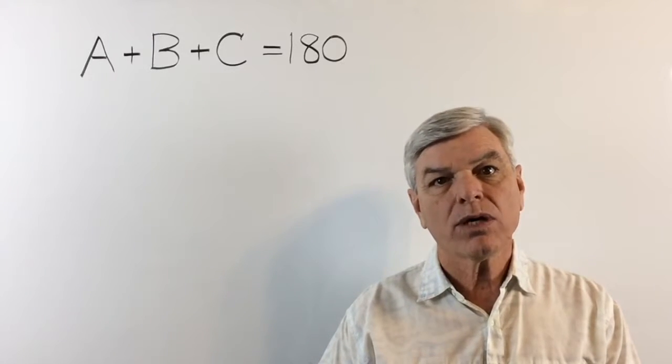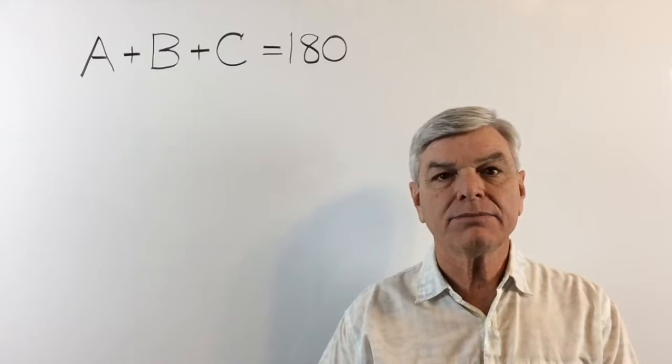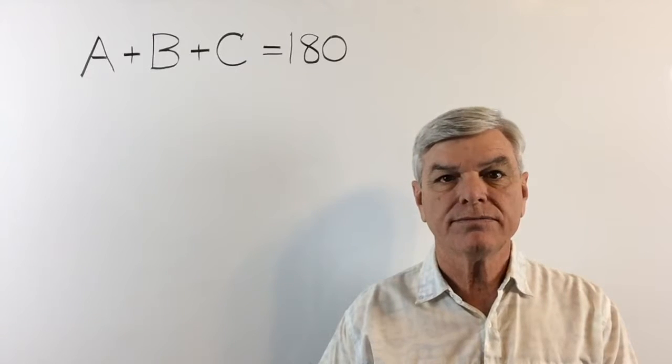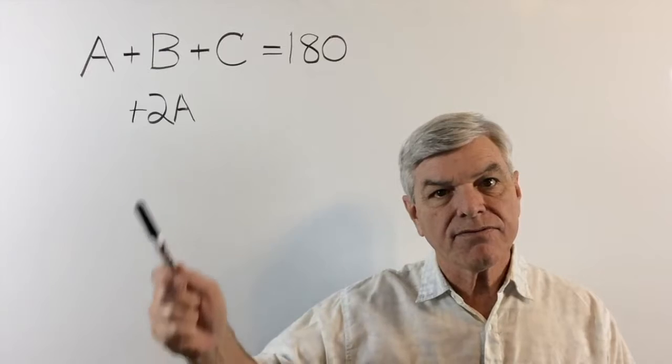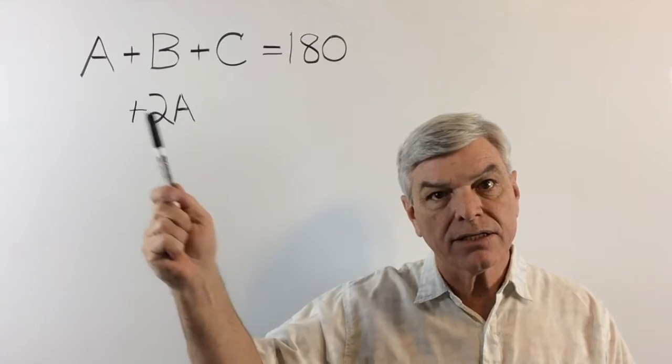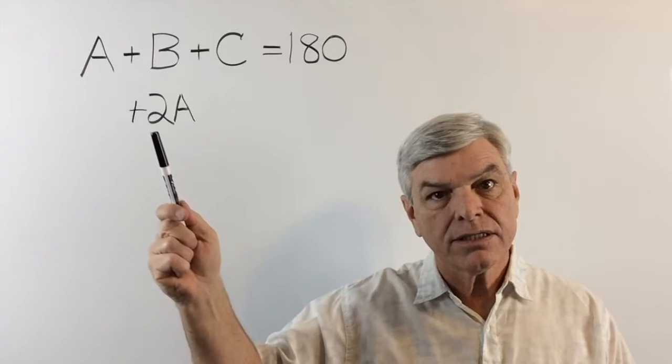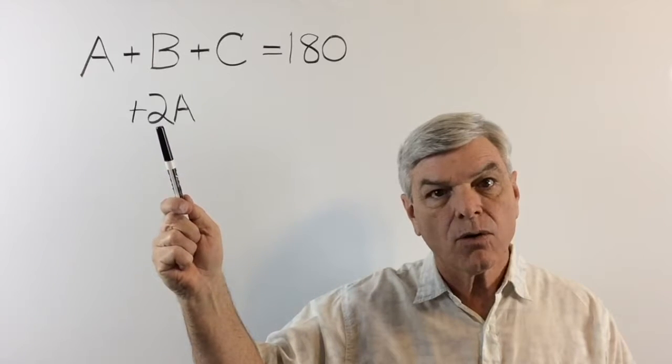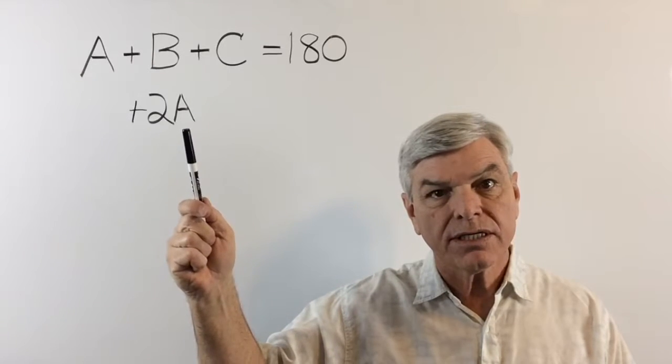Now we know what the second angle is. The second angle is B, and we know what it equals. It is double the first, that is to say it's 2 times the first angle. A is the first angle, so it's double the first, or 2 times the first.